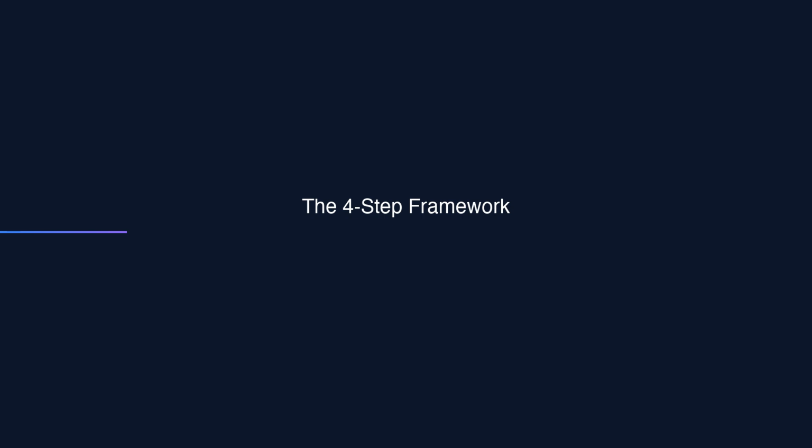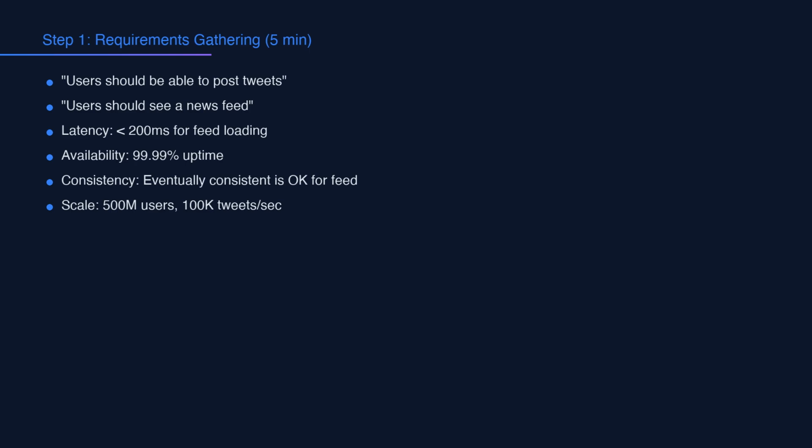This brings us to the most important part of today's lesson, the 4-step framework. Memorize this. Use it in every single interview. Step 1 is requirements gathering, and you should spend about 5 minutes here. There are 2 types. Functional requirements describe what the system should do, like users should be able to post tweets and see a news feed.